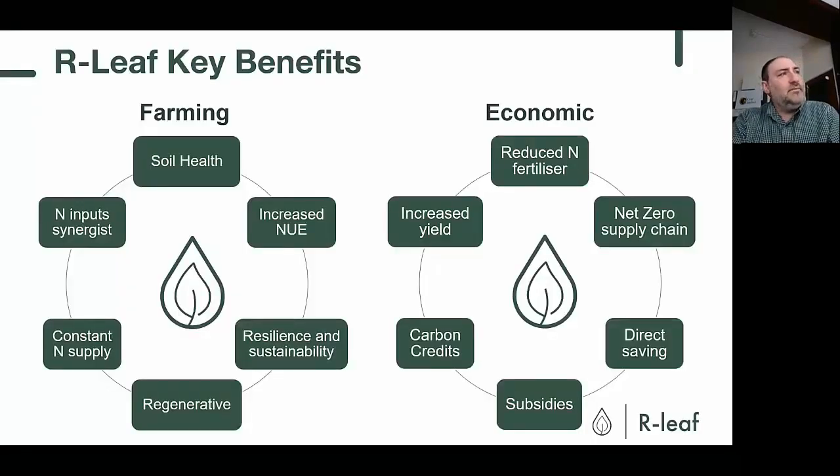So what are the benefits? I've separated the benefits into farming benefits and economic benefits. Economic is the reduced nitrogen fertilizer and the net zero supply chain. So we work with Tesco. We won in 21 the Agri-Tech Jam competition. You might have seen on national news that they're instigating the largest trial in the country to reduce nitrogen fertilizers, and R-Leaf is a solution within that.